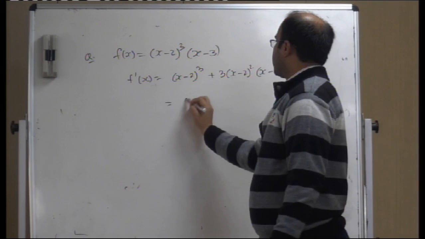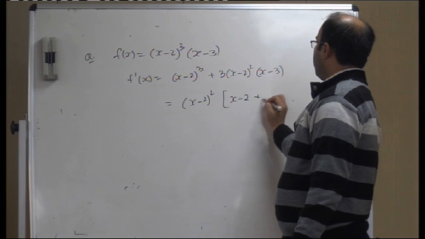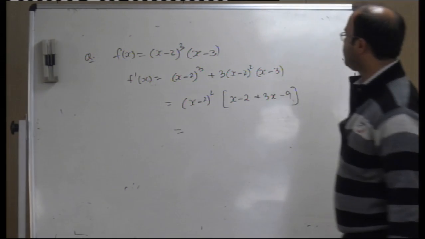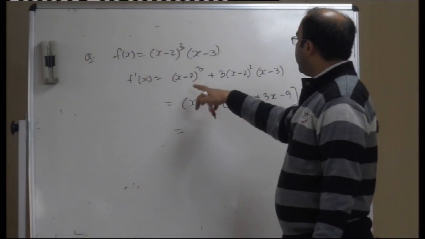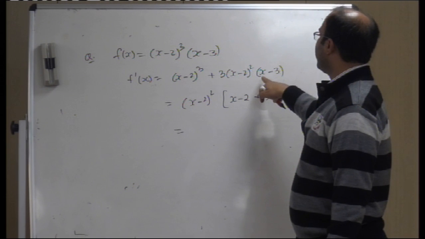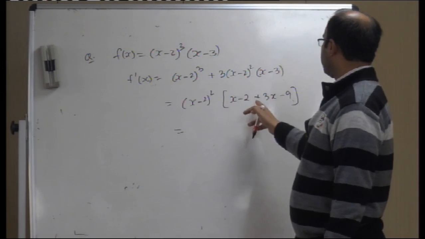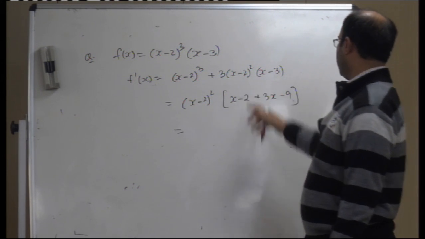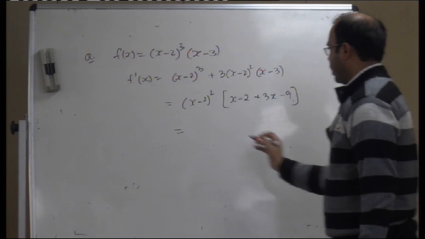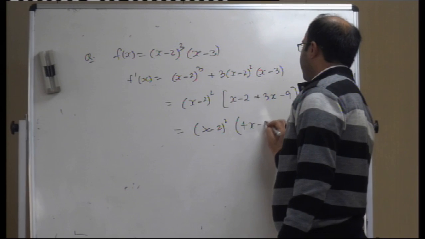This would give you x minus 2 whole square, and this would give you x minus 2 plus 3x minus 9, x minus 2 whole cube, it's fine. This would be 3x minus 2 whole square into x minus 3, and then you have taken x minus 2 whole square as common. So this would be x minus 2 whole square, and this would become 4x minus 11.